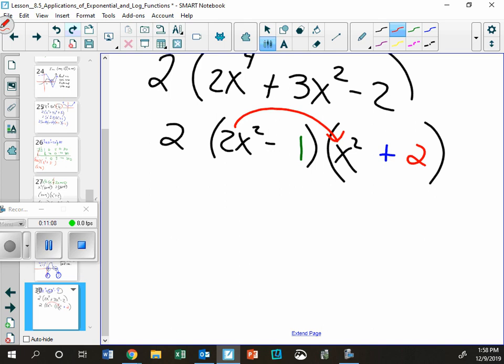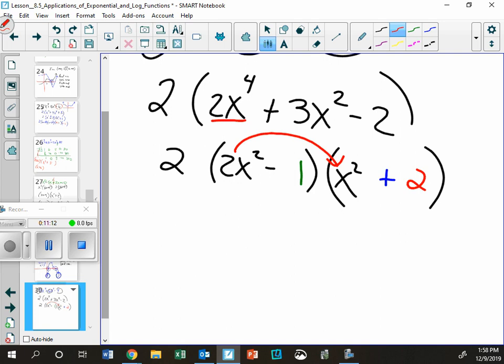That times that makes 2x to the 4th. Is that what it's supposed to make? Yeah. That times that makes 4x squared, but then you include it with this, which is a minus 1x squared, makes 3x squared. Cool, I got those two parts, and the last thing I got to do is check that, and that makes negative 2, and it worked.